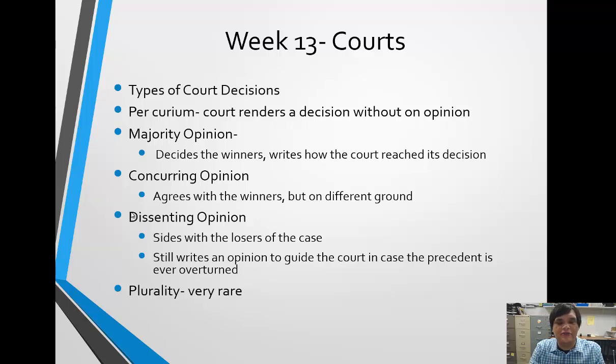And then finally, a plurality decision. We went over those real quick. Those are very rare. It's where maybe you have a 4-3-2 decision or something like that, where the plurality wins simply because it got the most votes. But usually you have just the majority opinion and the dissenting opinion. Every now and then you may have a concurring opinion or a plurality. But once again, those are very rare. So please know the difference between majority opinion and dissenting opinion, and you should be good to go for your test.